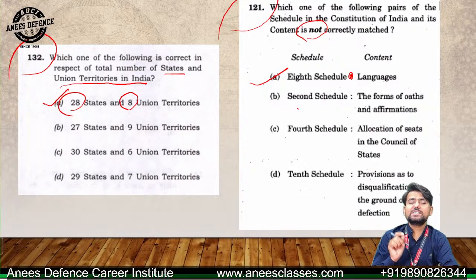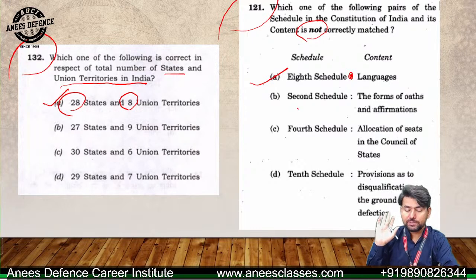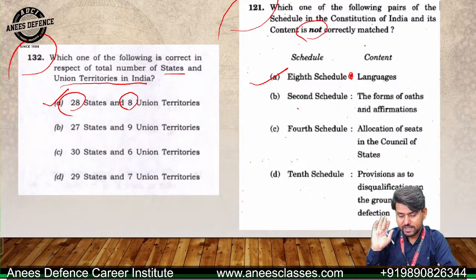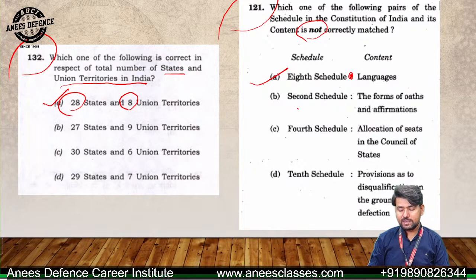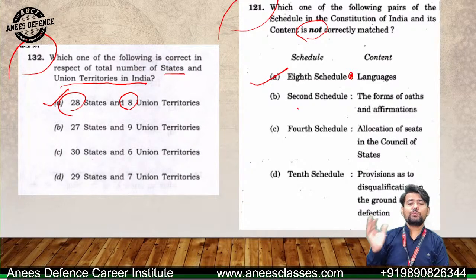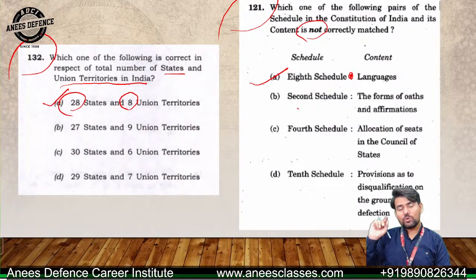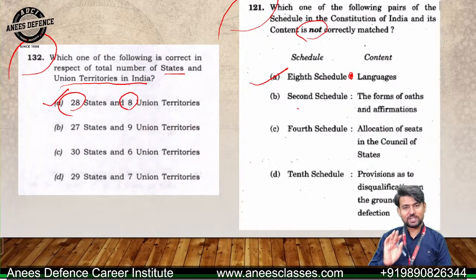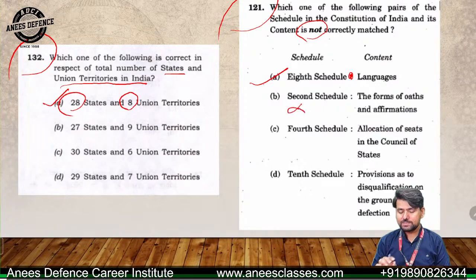सेकंड शेड्यूल में सैलरीज एंड एमोल्यूमेंट्स. देखो पहले पैसे की बात हो रही, पहले पैसा फिर ओथ. समझ में आया कि नहीं आया. ना बाप बड़ा ना भैया, सबसे बड़ा क्या है, रुपया. समझ में आ गया. तो पहले पैसा और फिर ओथ्स एंड अफर्मेशन. तो सेकंड शेड्यूल में सैलरीज की बात हो रही है और थर्ड शेड्यूल में ओथ्स एंड अफर्मेशन की बात हो रही है. सो ये ऐसे अगर याद रखोगे तो याद आ जाएगा. और दैट्स व्हाई दिस इज नॉट करेक्टली मैच.